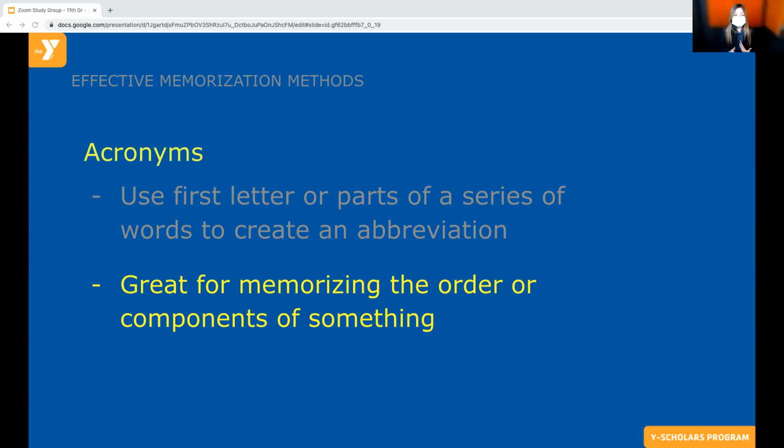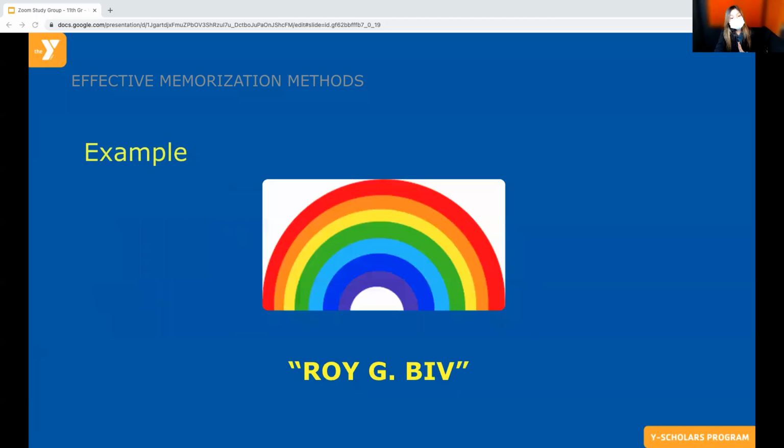A common subject may come as in meiosis. When you are going through the different stages, you could label each stage and make a story to it using the first letter of each stage. So again, the acronym method is when you take the first letter of words in a series of facts or information to create a made-up word that helps you remember the order of events. Some examples come with Roy G. Biv: red, orange, yellow, green, blue, indigo, violet, and this could help you remember the order of the rainbow.